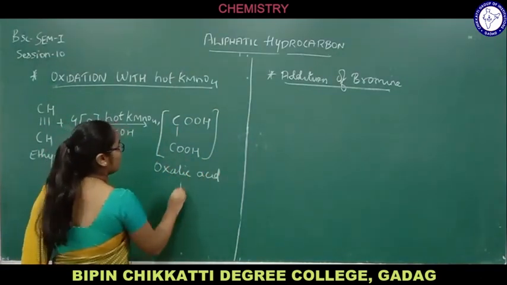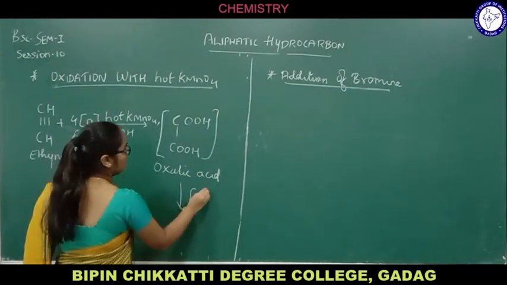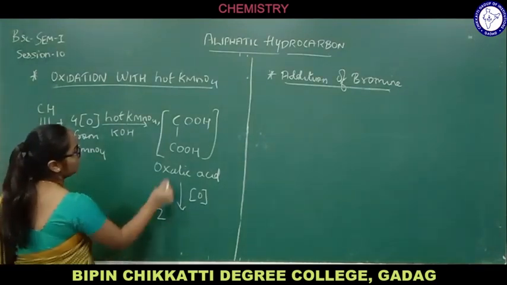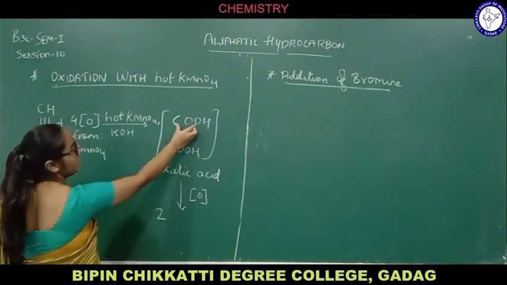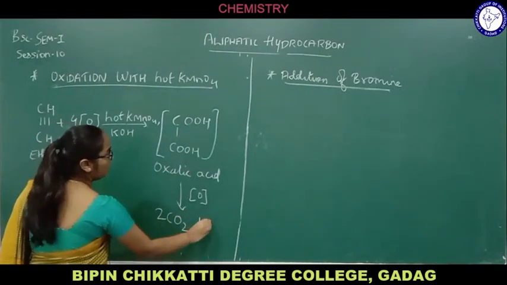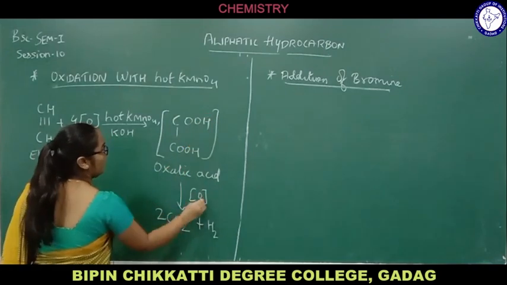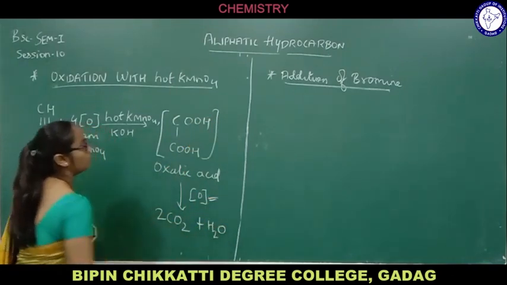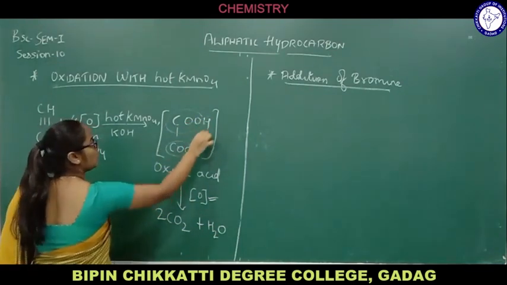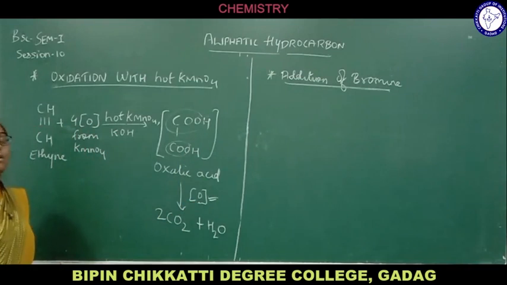Right? Now this oxalic acid on further oxidation will yield carbon dioxide. Totally 2 carbon dioxide are there, you can see CO2, right? So 2 molecules of carbon dioxide and 1 water; the 2 hydrogens and 1 oxygen will combine together to form water. So you can see here 2 carbon dioxide gas, and this H2 will combine with this oxygen to form water, right?